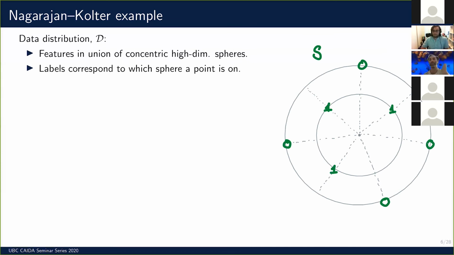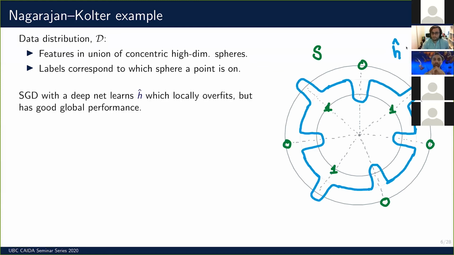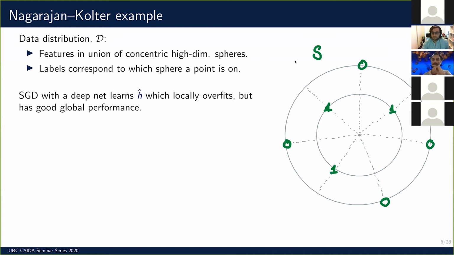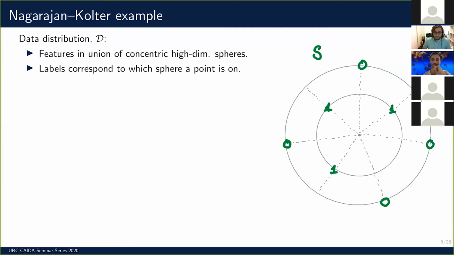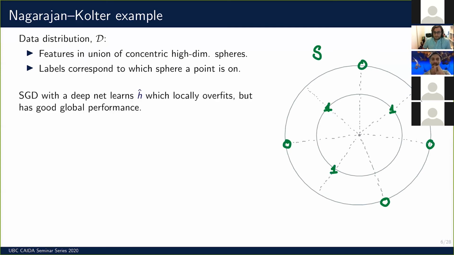Now this is in two dimensions, so this picture is very misleading, because if I sample points uniformly at random on the sphere, you're going to be nowhere near another point. You're going to be pointing in an almost orthogonal direction if the dimension is high. So think about high dimension, think about a number of samples far less than the number of dimensions. Okay, so this is a data set.